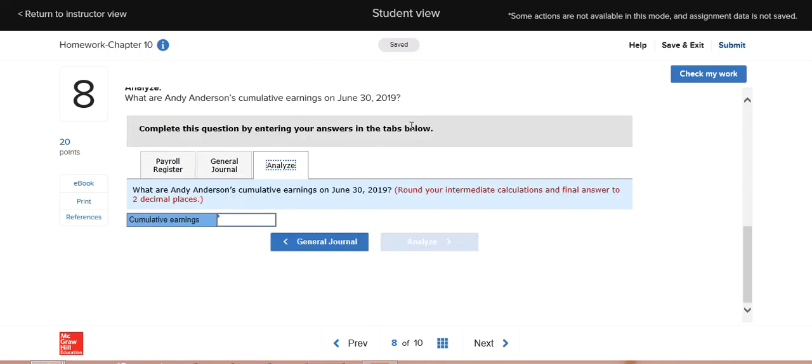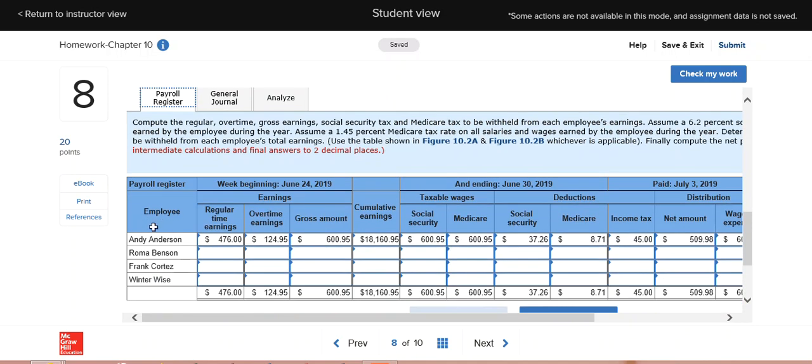And then the analyze, something about Andy Anderson. What are Andy Anderson's cumulative earnings on June the 30th, 2019? We can actually answer that one because since I started out with him, his cumulative earnings are $18,160.95. It comes out of this cumulative earnings category.